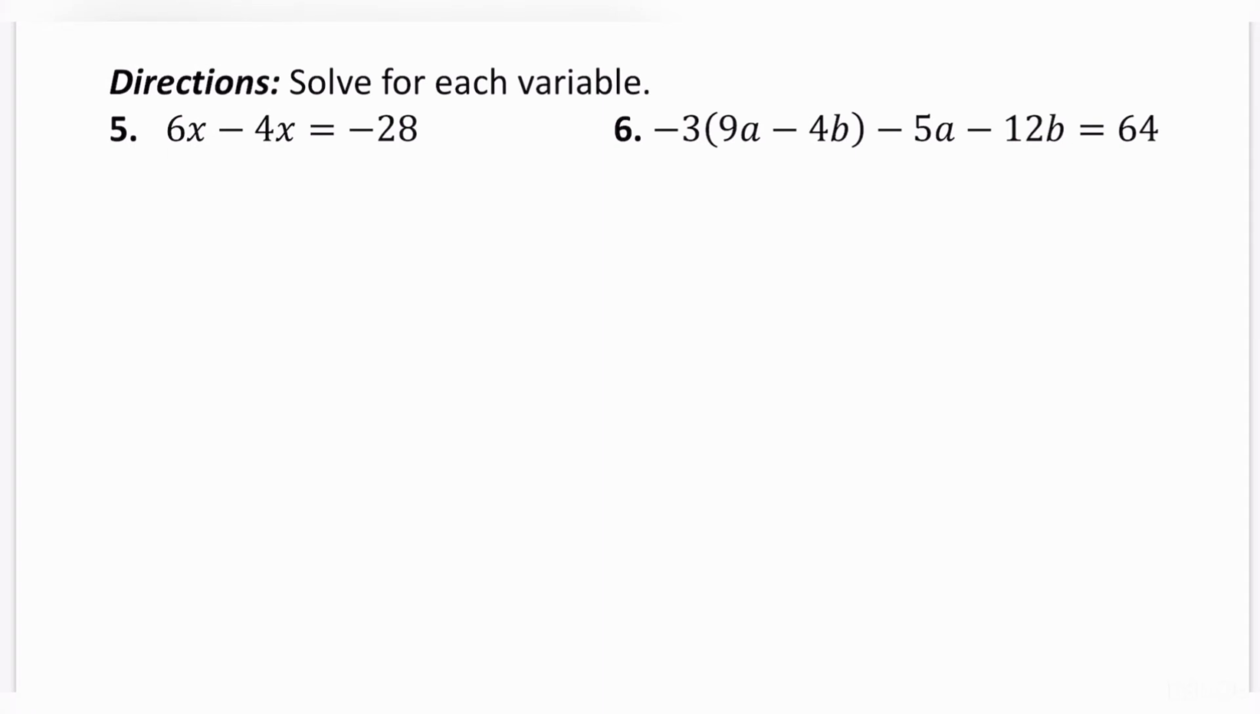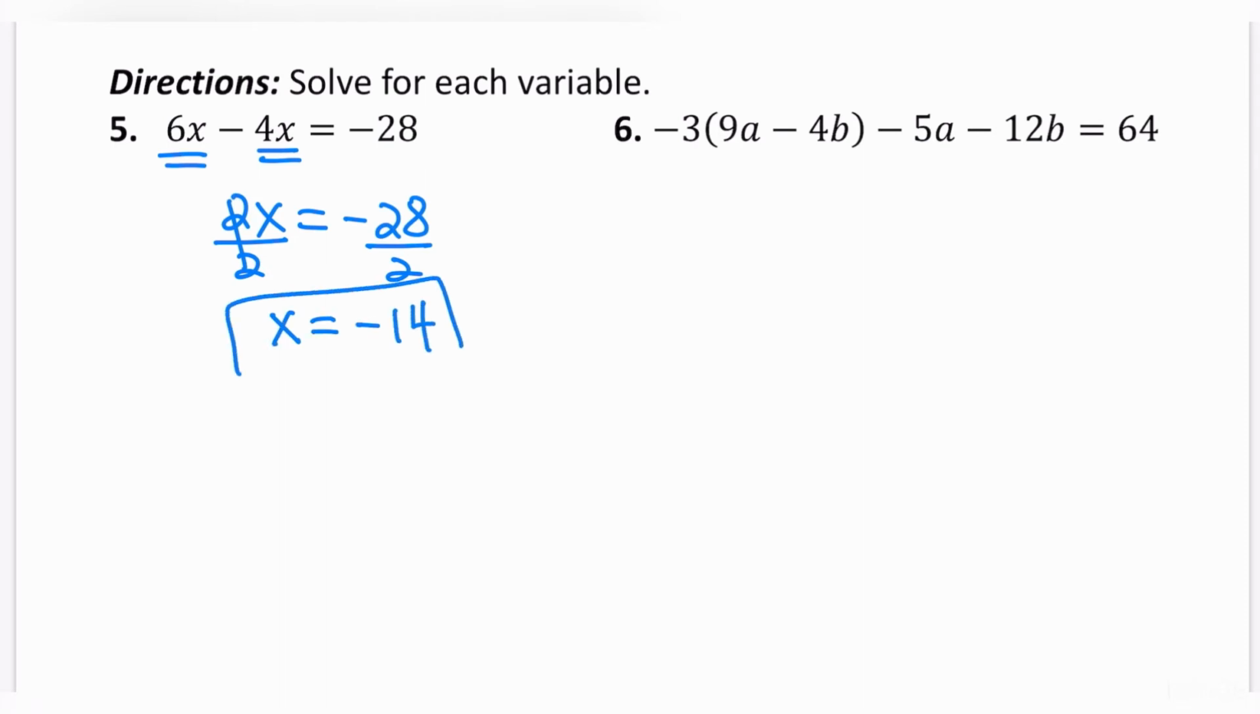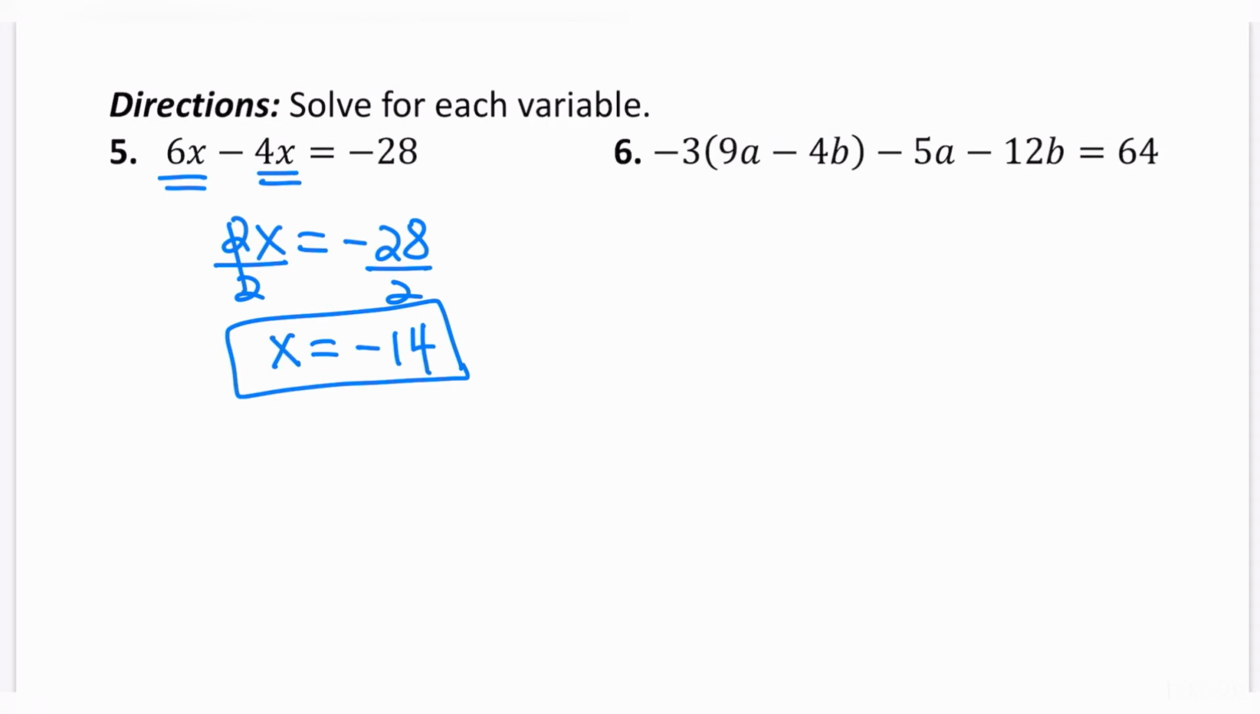We're going to take this a little step further, and now what we are going to do is actually solve equations, but first we're going to combine like terms on the same side of the equal sign. So in number 5, 6x minus 4x, yes, these are like terms. So I get 2x is equal to negative 28. Now this is easy. Divide by the number that's next to the variable. Divide by 2. So x equals negative 14. And that's my answer.